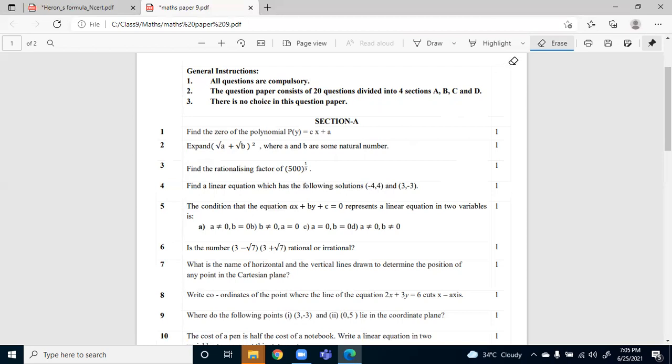The condition that the equation ax plus by plus c is equal to 0 represents a linear equation in two variables is what? What should be necessary for this? Options: a is not equal to 0, b is equal to 0; b is not equal to 0, a is equal to 0; a is equal to 0, b is equal to 0; a is not equal to 0, b is not equal to 0. What is necessary for this? What have you done? Anyone?